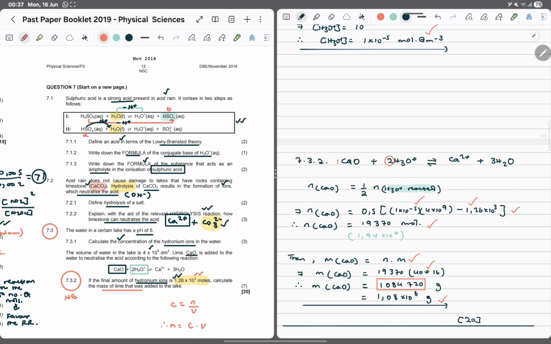Then after that, you can go for the memo and see if it agrees or not. Then of course, if there's a discrepancy, you can discuss with your teacher, your tutor, your friends. Alright guys, so this is how you study, and I hope you will just do well.